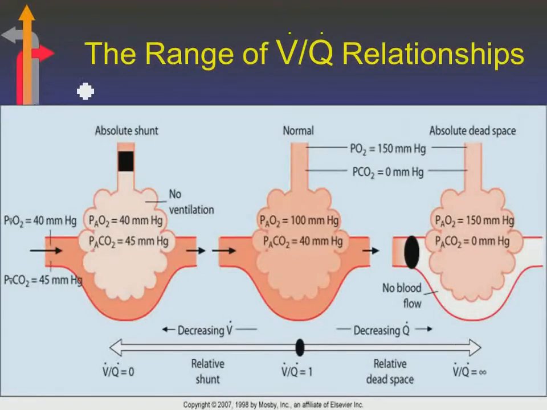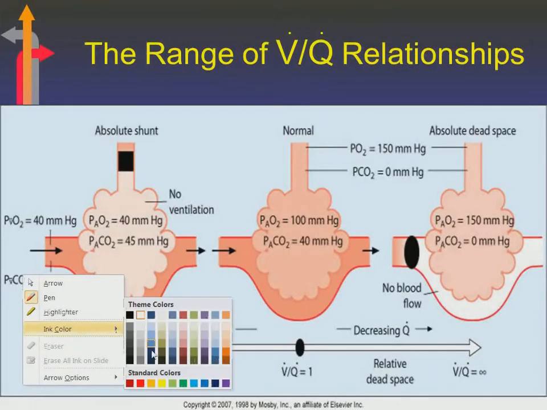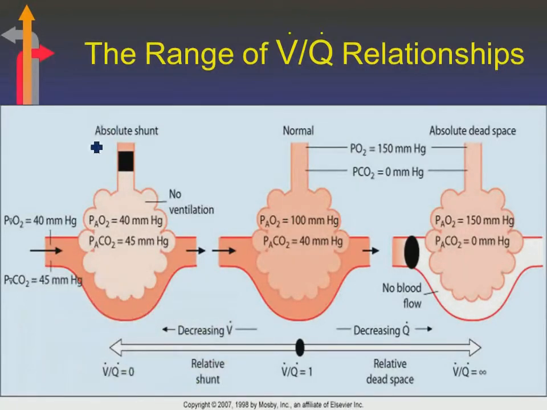We know that there's a range of VQ relationships that exist, ranging from a situation where you have 0 ventilation to where you have 0 perfusion. We're going to call that situation where you have absolutely no ventilation an absolute shunt or a true shunt. That would be an example of your anatomic shunts: Thebesian veins, pleural veins, bronchial veins.